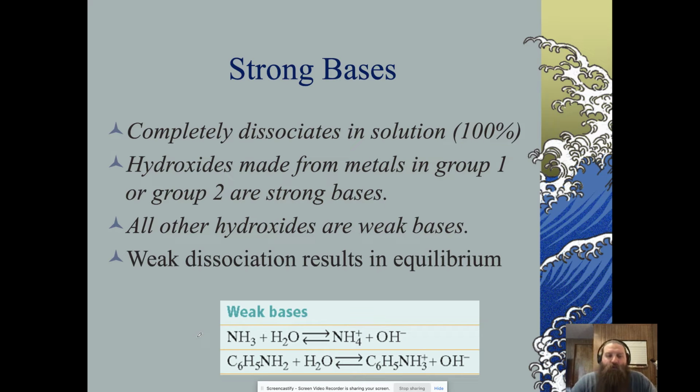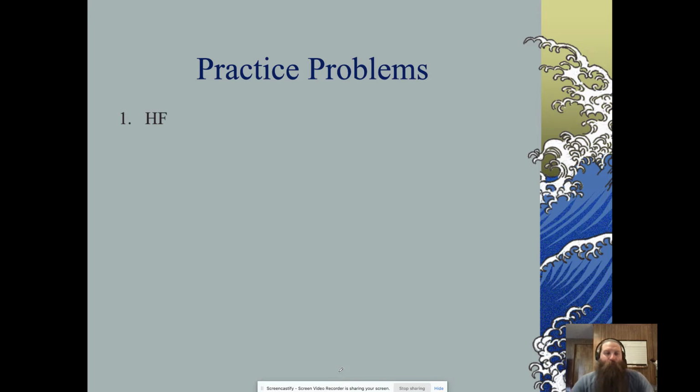Now, just like acids, weak dissociation results in equilibrium. So if I see the equilibrium symbol, which we looked at when we did kinetics, then we know, hey, we have a weak base, or we have a weak acid. If we just see a yield arrow, that is a strong base or a strong acid. So let's do some practice problems.